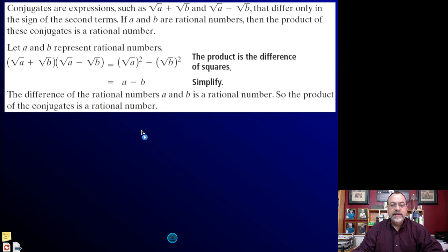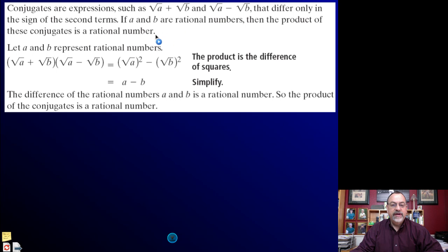Now we're going to look at multiplying conjugate expressions here, because this is going to come into play when we talk about division. And you remember conjugate expressions are ones where the second term's sign is opposite. So you have the square root of a plus the square root of b. Its conjugate would be the square root of a minus the square root of b.